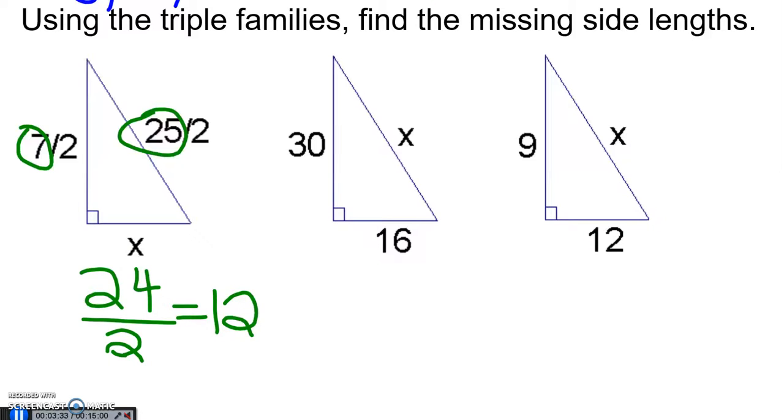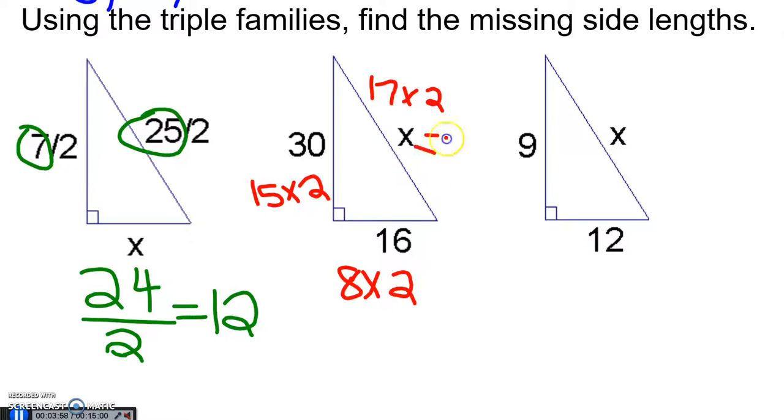Alright, and then our next one. We have 16 and 30, and then our hypotenuse is x. So let's first think of a common factor between 30 and 16. If we divide 30 and 16 each by 2, we get 15 times 2 equals 30, 8 times 2 equals 16. So now we can recognize our family, 8, 15, and then 17 times 2 gives us x, which equals 34.